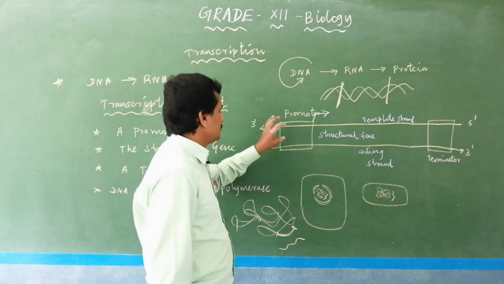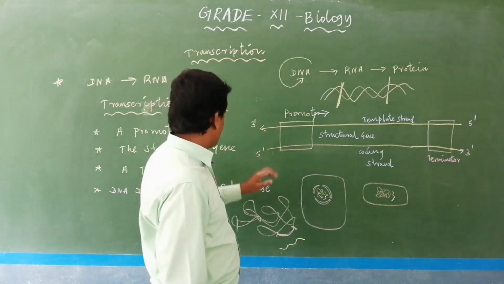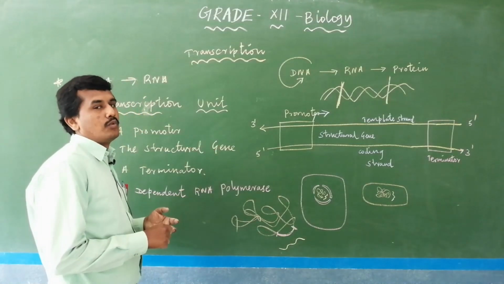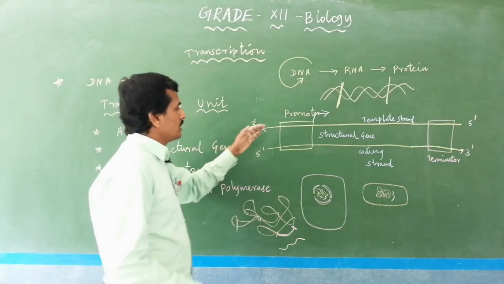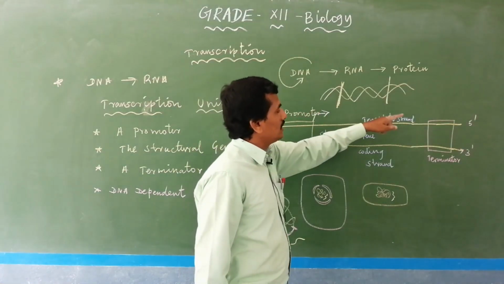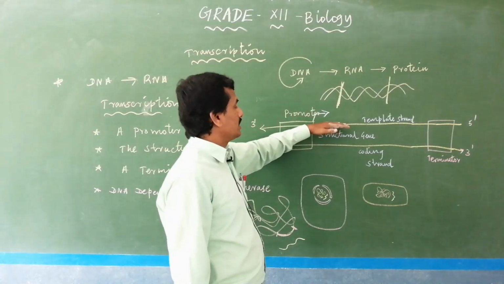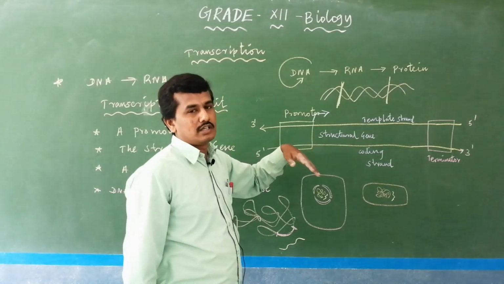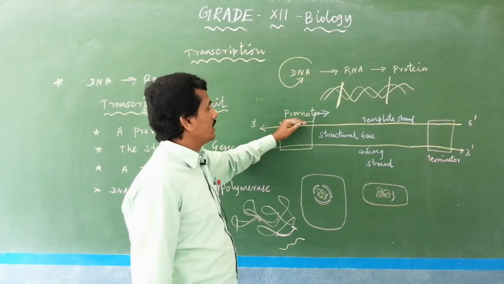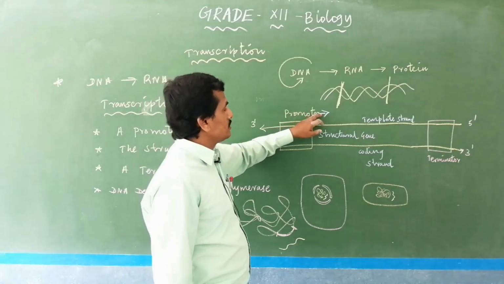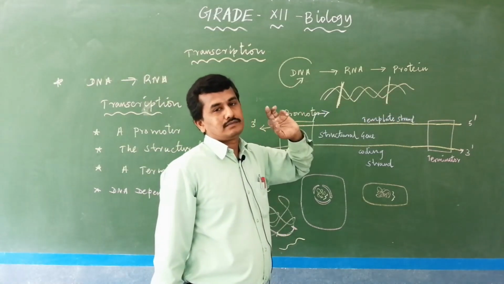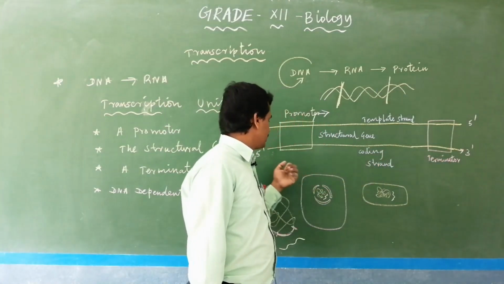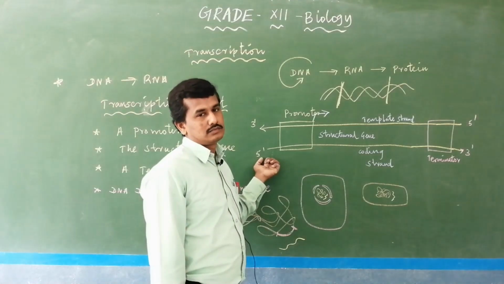From the promoter, the DNA dependent RNA polymerase slowly starts moving. The promoter is located towards the 5' end, upstream. Here this is upstream, this is downstream. Upstream means the upside, downstream means the downside. The promoter is located upstream, towards the 5' end, and the terminator is located downstream. This is a rule.